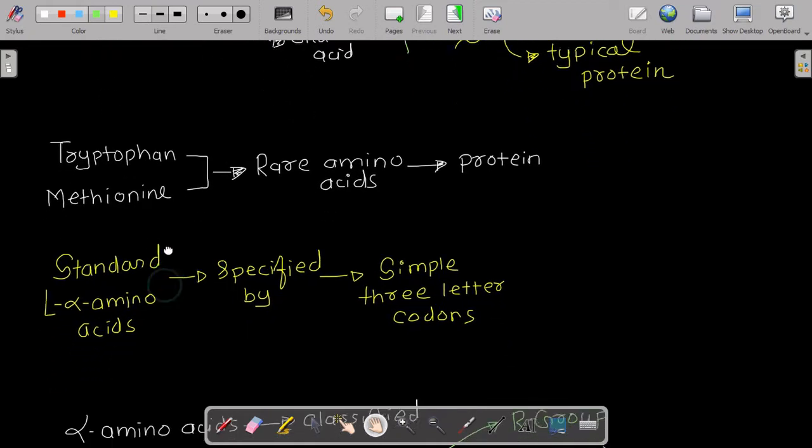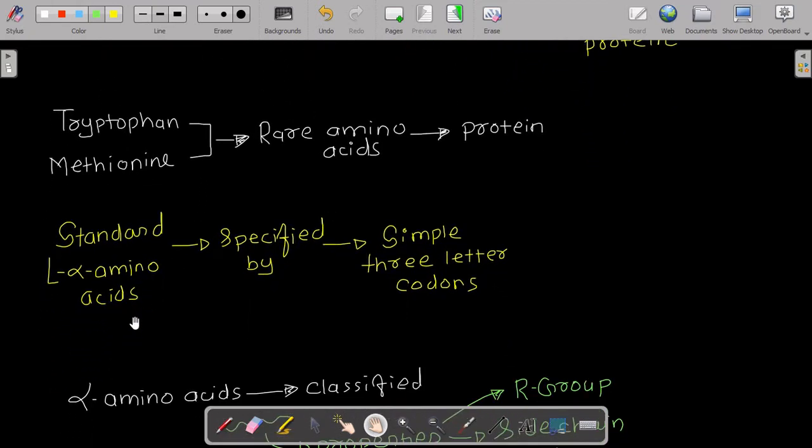Now, these standard L-alpha amino acids are specified by simple 3-letter codons. We study this during translation of proteins. So the simple 3-letter codons will specify a standard L-alpha amino acid.